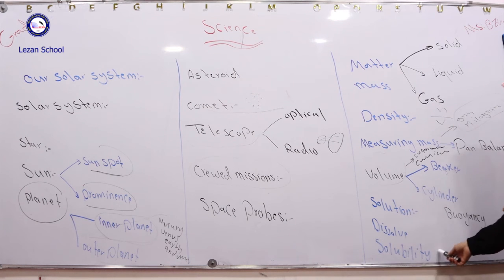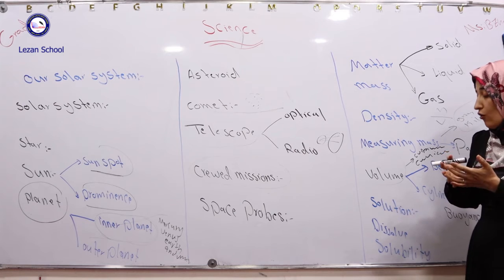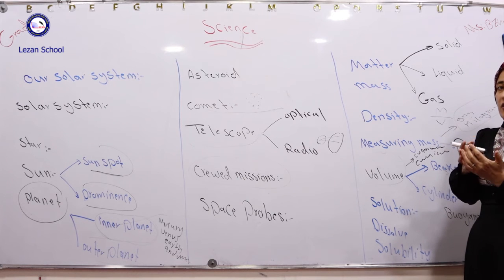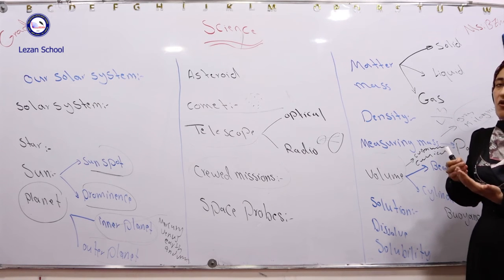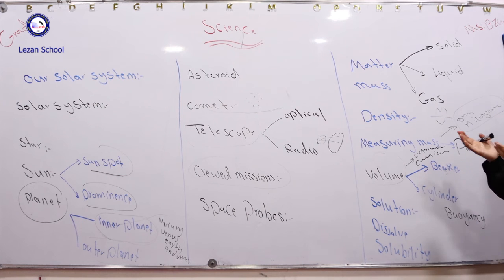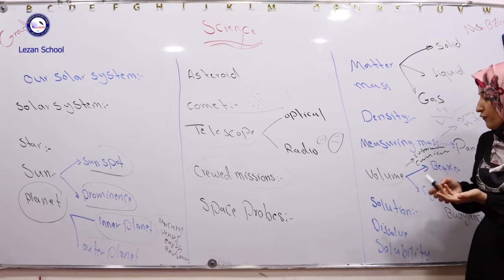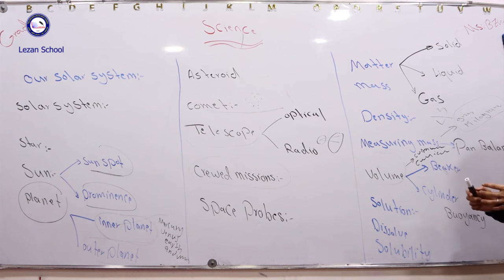Solubility is measuring the amount of solid that dissolves in a solvent, in water. For example, we have sugar. The amount of sugar that dissolved in the solution in water, we call it solubility.